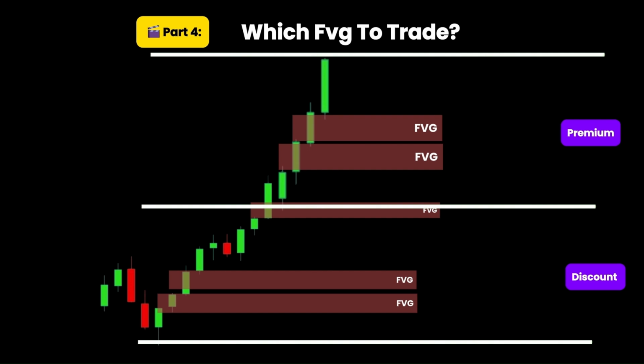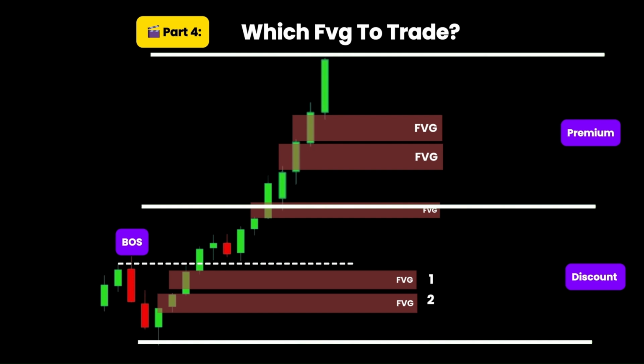Since we're in a bullish trend, only the FVGs inside the discount zone are considered valid. All others automatically become invalid for us. Next, check for key zones like order blocks or breaker blocks within that discount area and mark them. Any FVG forming there is now considered valid. Now, suppose we're left with 2 potential FVGs. Which one should we trade?